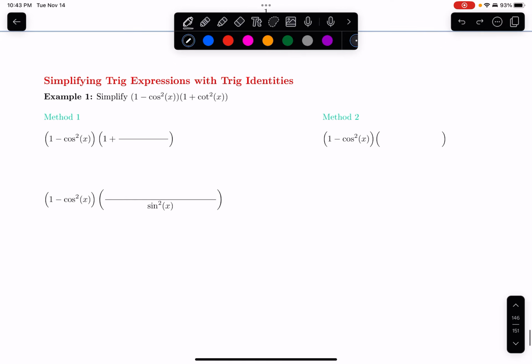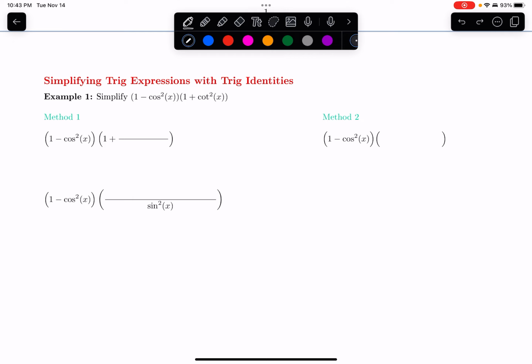So I want to now focus on how do we simplify expressions using trig identities. Sometimes I really need to use trig identities to be able to simplify stuff. Okay, so if I have 1 minus cosine squared times 1 plus cotangent squared, let's talk about how we can do this. And I'm going to do it in two different ways.